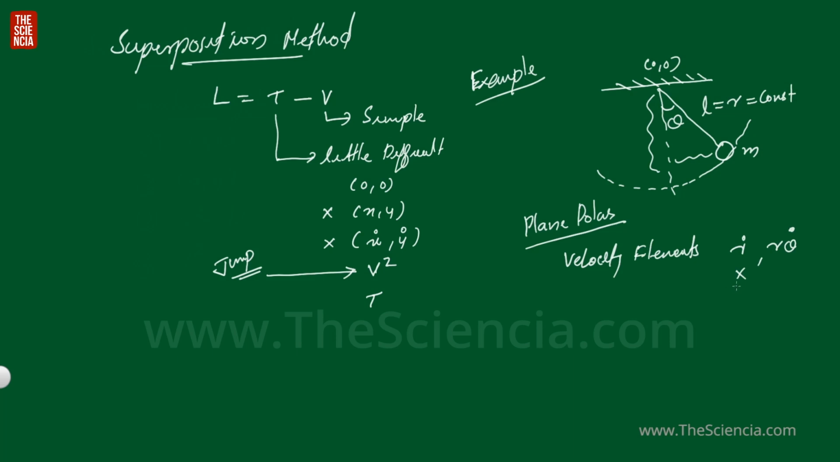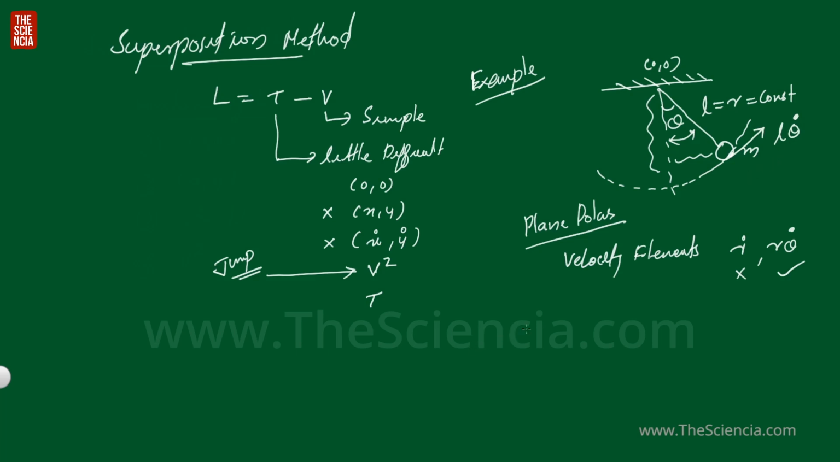So there is no velocity element in the direction of r. But you can see this angle theta is varying with respect to time. So there will be a theta dot, that is velocity. So the particle here is moving with a velocity that is L theta dot. So this will be the velocity of the particle.